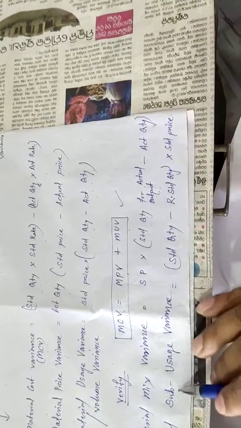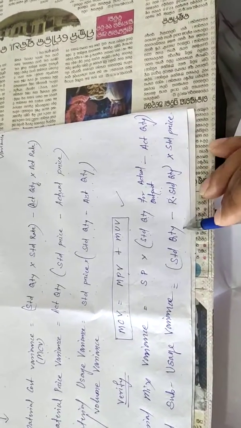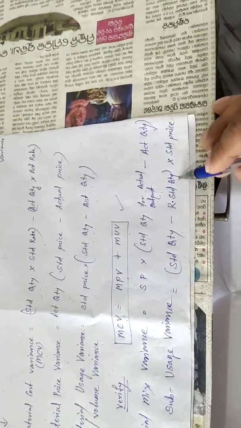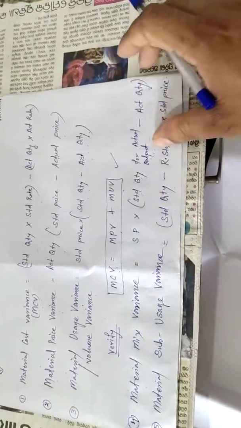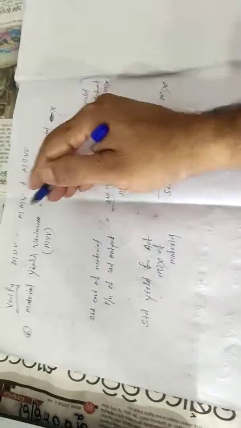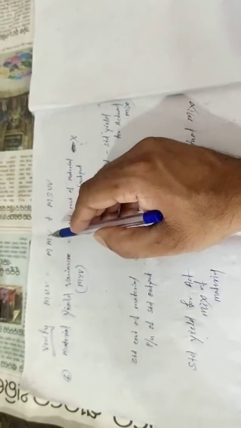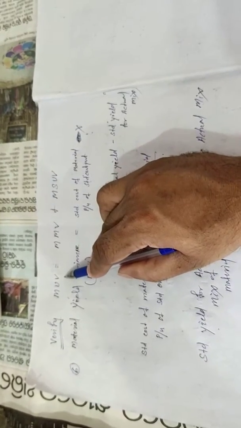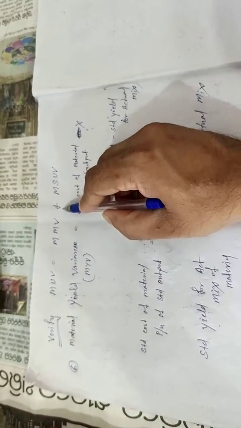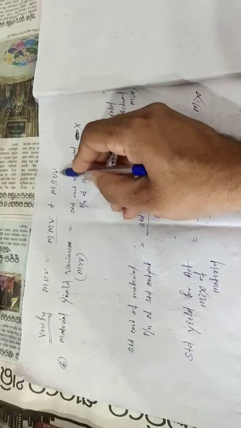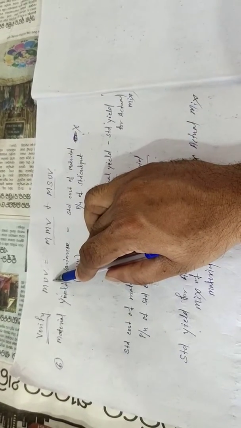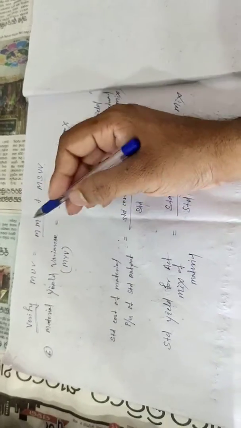Then material sub uses variance: standard quantity minus revised standard quantity into standard price. Then you can get the material sub uses variance. There is also another verification formula: material uses variance equals material mix variance plus material sub uses variance. When you add these two, material mix variance and material sub uses variance, that must be equal to the material uses variance.